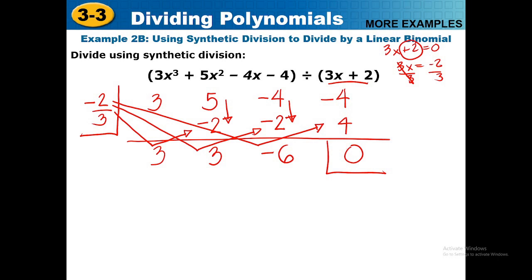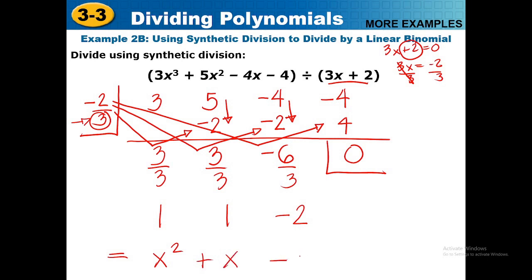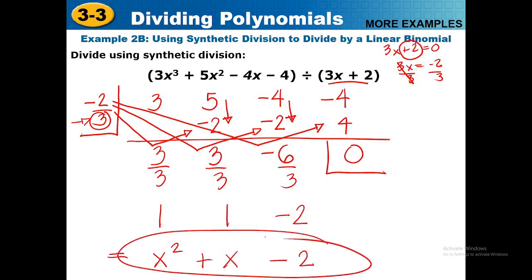Now, what are you going to do next? Divide all numbers by how much? Divide by the denominator, which is 3. So our denominator now is 3. That will be the divisor. So we have 1, 1, and negative 2. So what will be your final answer now? x squared plus x minus 2. And this will be our final answer for this example.